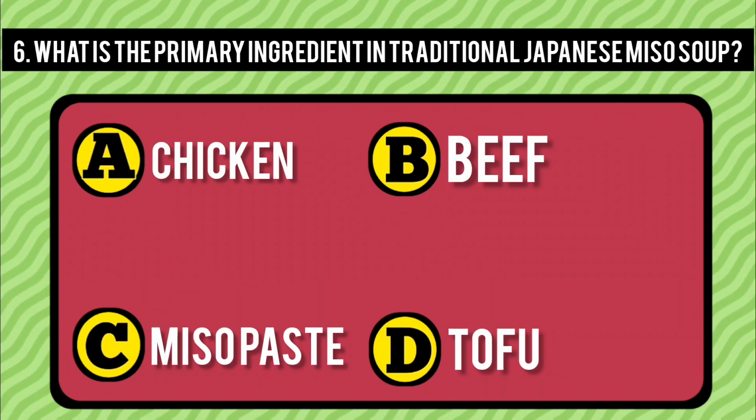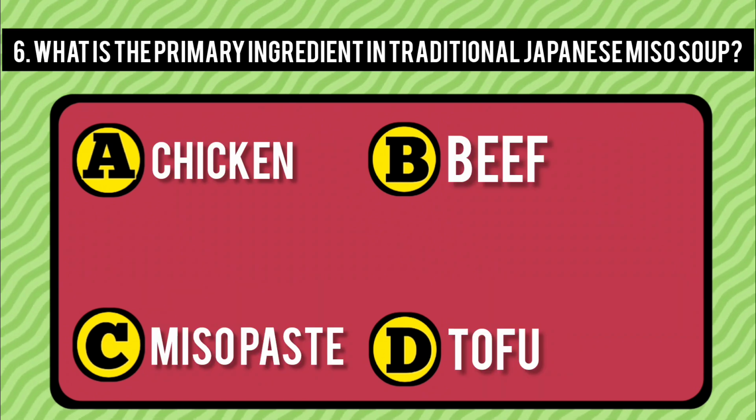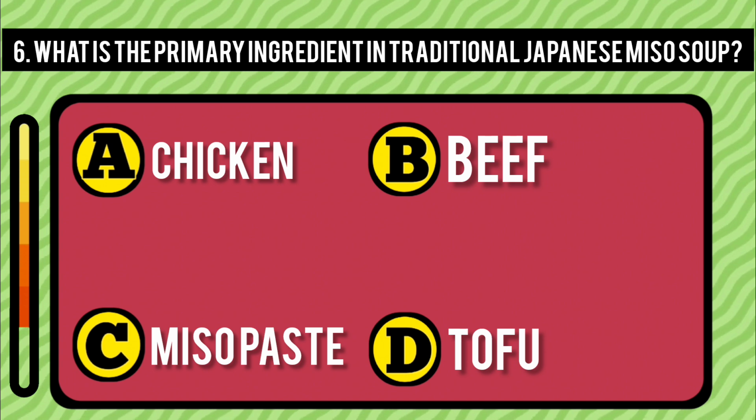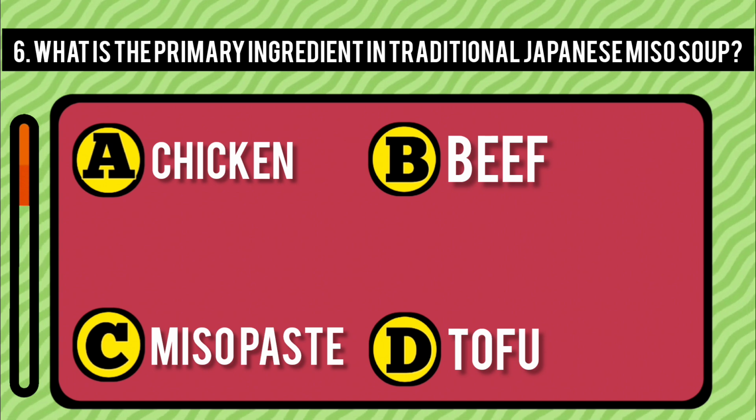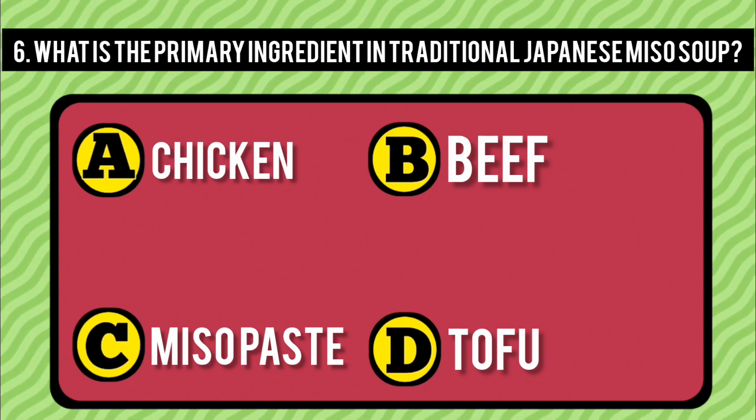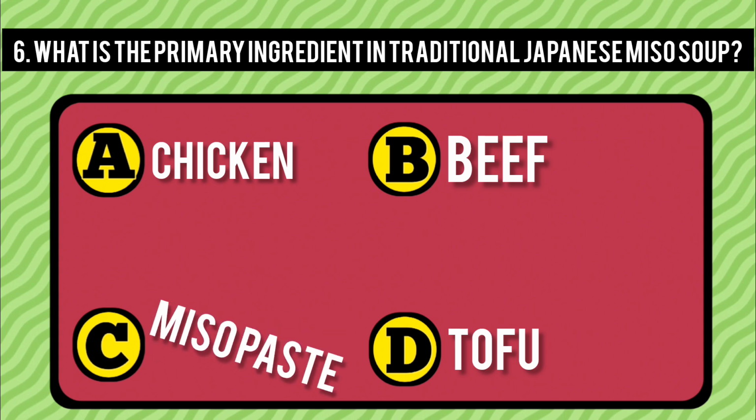What is the primary ingredient in traditional Japanese miso soup? A. Chicken. B. Beef. C. Miso paste. D. Tofu. The right answer, miso paste.